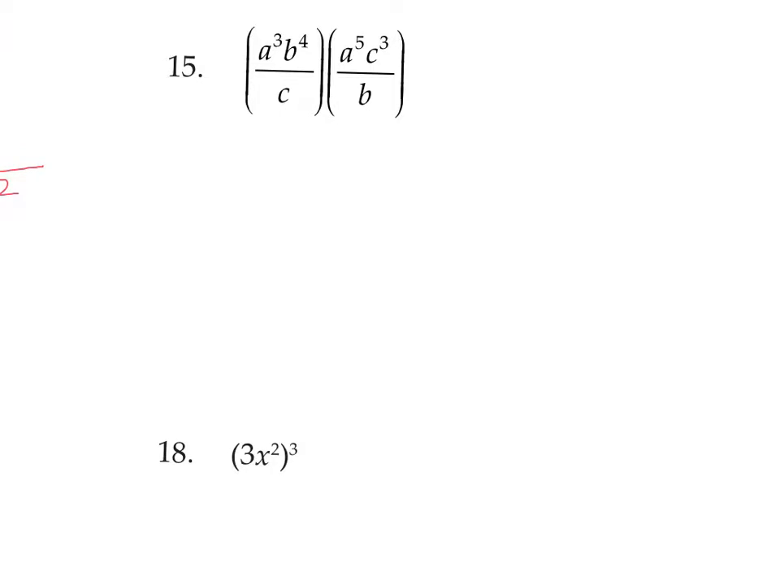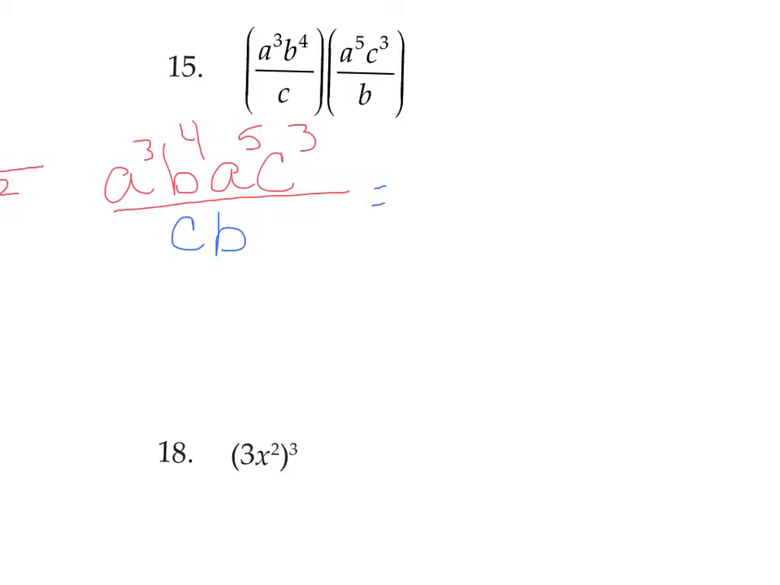All right, on number 15, there's a couple different ways to do this, but you should be remembering your fraction rules here. Multiply top times top, bottom times bottom, and then we will reduce. So top times top up here is going to give us a cubed b to the 4th times a to the 5th c cubed. We can write all that out: a cubed b to the 4th times a to the 5th c cubed. And the bottom will give us c times b.